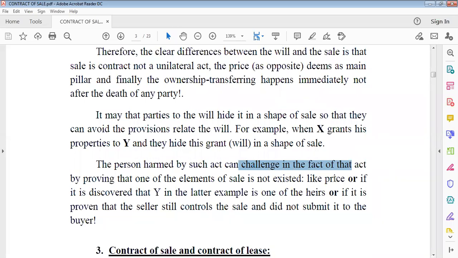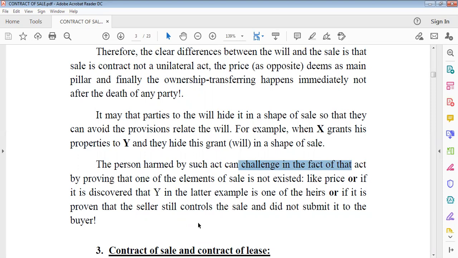Like the price, for example, or if it is discovered that Y in the latter example is one of the heirs, or if it is proven that the seller still controlled the sale and did not submit it to the buyer. So all of these matters show that the transaction that happened between the two parties is not a contract of sale in its reality. It is a mere will. It is a will that is hidden in a shape of a sale.